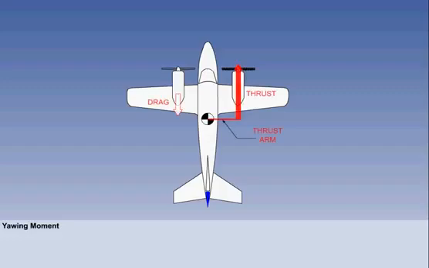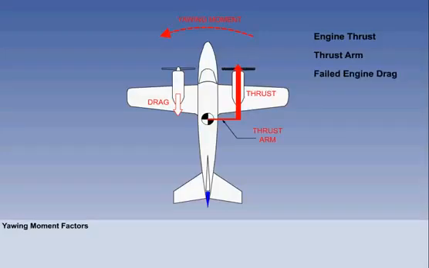The yawing moment is the product of thrust from the operating engine multiplied by the distance between the thrust line and the centre of gravity, the thrust arm, plus any drag from the failed engine multiplied by the distance between the engine centre line and the CG. The strength of the yawing moment will depend on three factors: how much thrust the engine is developing, depending on throttle setting and density altitude, the distance between the thrust line and the CG, the thrust arm, and the drag from the failed engine.